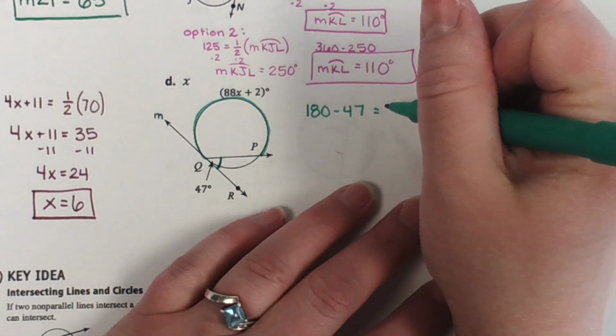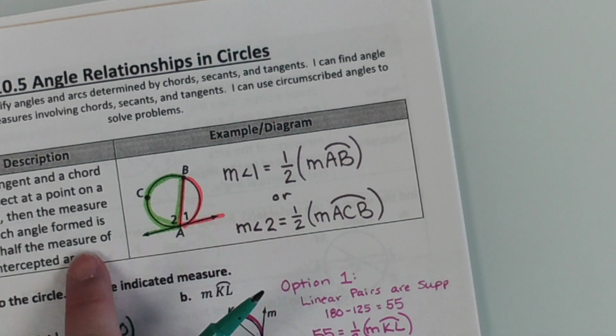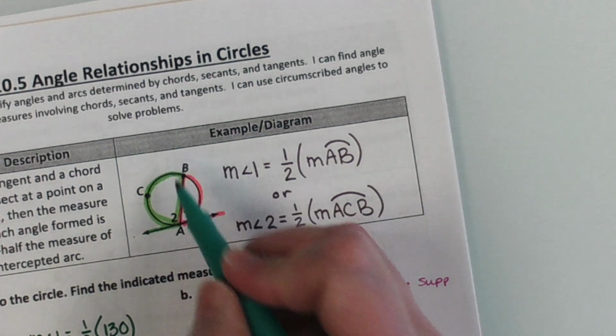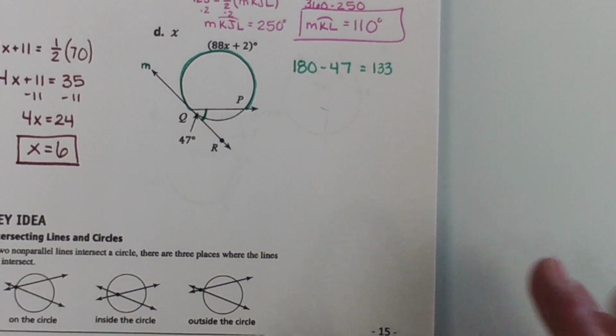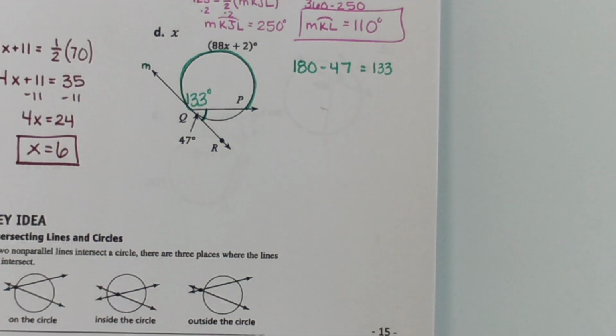Are all of them linear pairs? When you're working with this picture, you will always have a linear pair, because you're always going to have that and that coming out of it. So, this is a 133-degree angle. Now, I can plug into my formula.